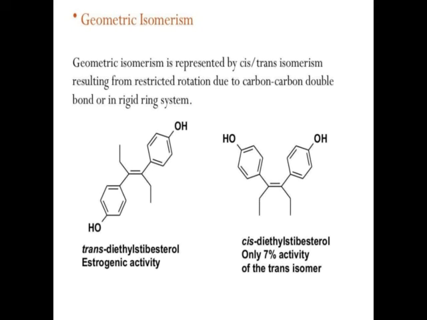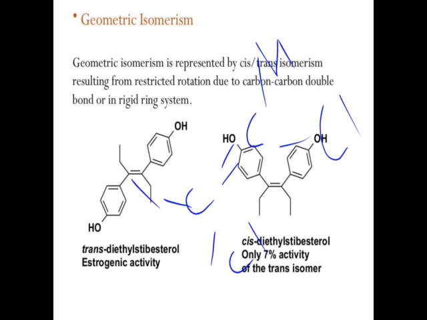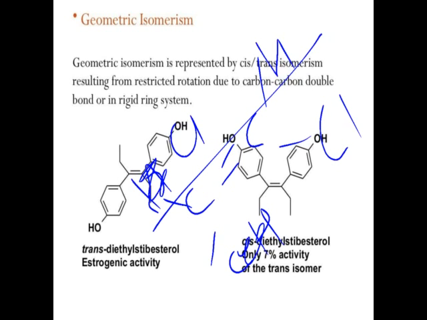Then geometric isomers: around a double bond, if they have a different orientation of the atoms attached to the double bond, they are called geometrical isomers. Suppose this carbon has an H and Cl, and this carbon has an H and Cl; if the hydrogens are on one side, that is the cis form. If we replace the Cl with an H, it becomes the trans form. So around the double bond there are some substitutions present, and depending upon those substitutions they have different geometrical isomers.